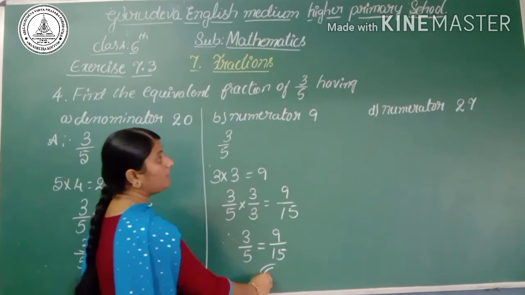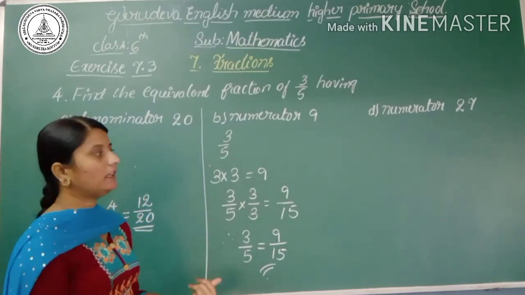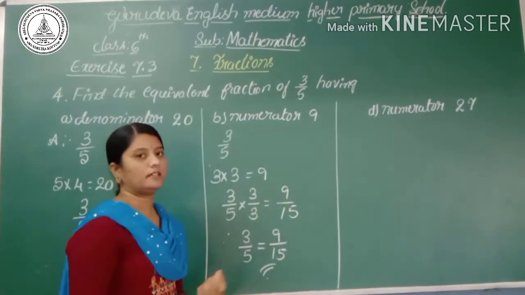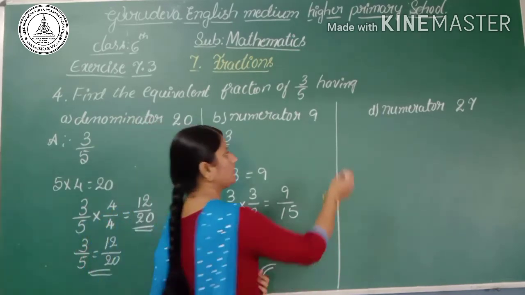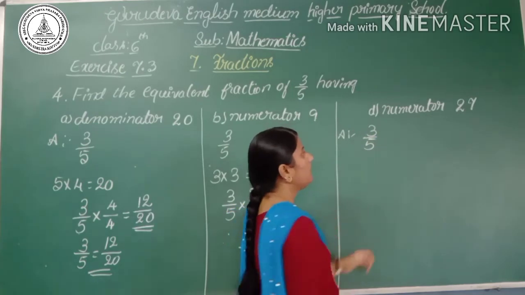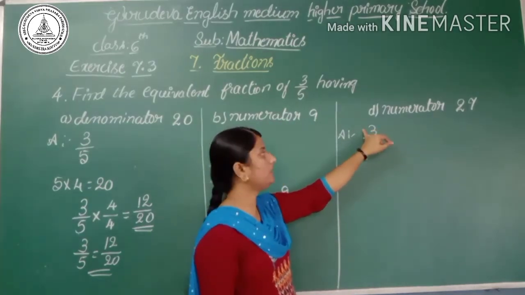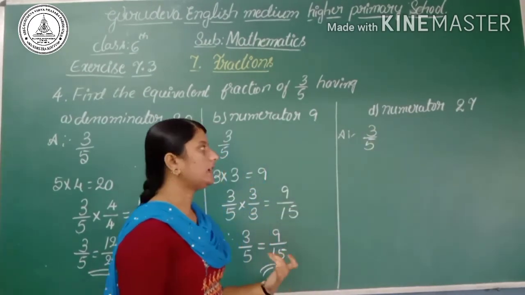Yes. Similarly, do the D question. I left the C question, that way you can do it in your notes. Okay. Yes, the D question numerator is 27. First write the given fraction 3 by 5. The numerator we have to write as 27, so write the equivalent fraction for 3 by 5.